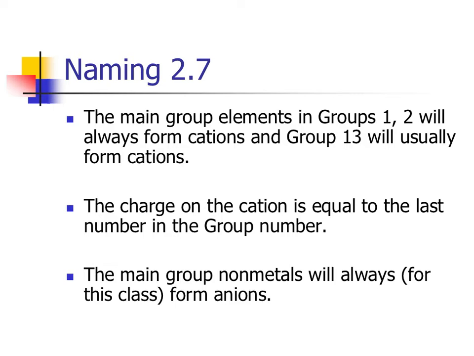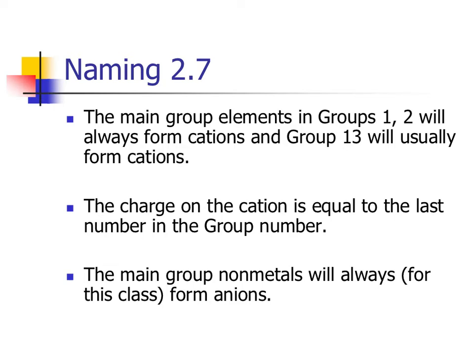Now, for this class, it is going to make life easy for you, again, that the main group elements for groups 1, 2, and 13 will always form cations. Now, which cations do they form? That's a lot based on the last number in the group number. Based on that, the trend is group 1 forms a positive 1 charge. Group 2 forms a positive 2 charge. And group 13 will form a positive 3 charge.